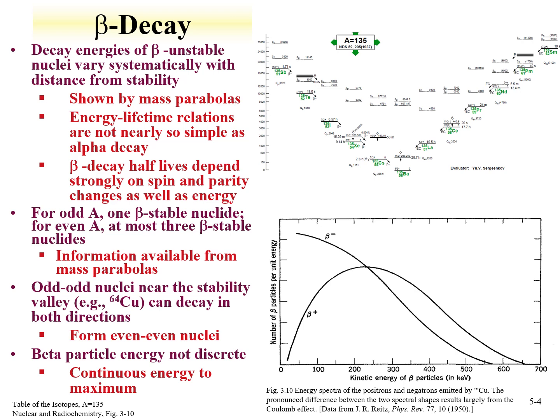Some odd nuclei near the stability valley, for example, copper-64, can decay in both directions. As we see with copper-64, it has a beta minus and a beta plus positron emission. So both these form even nuclei. That's one of the reasons that you can drive this stability.